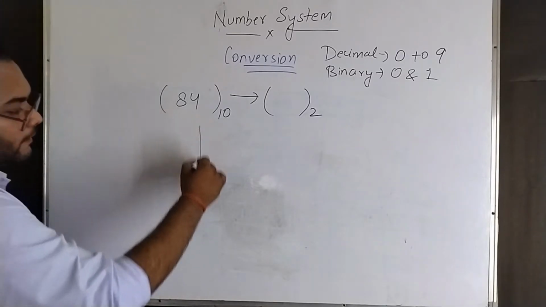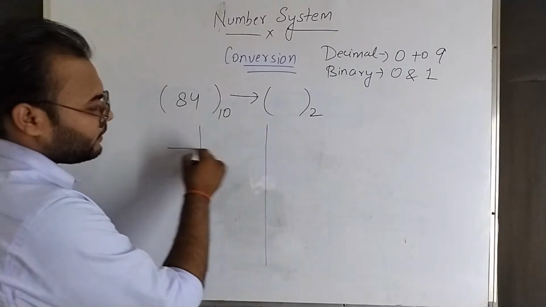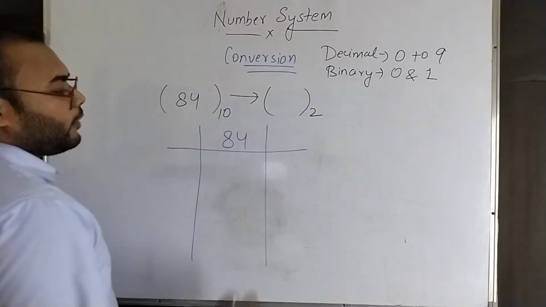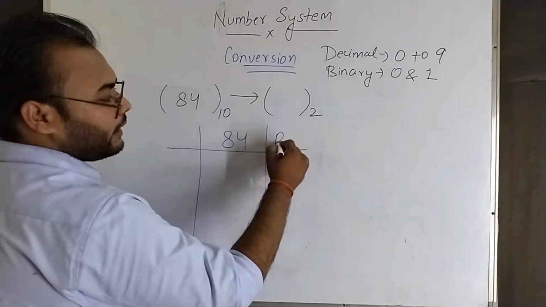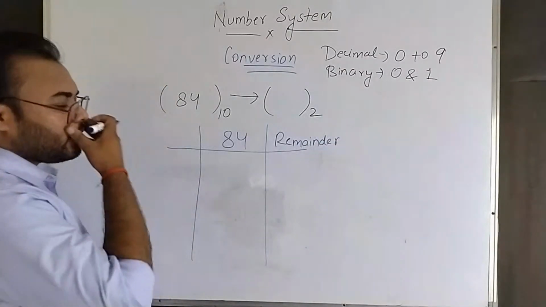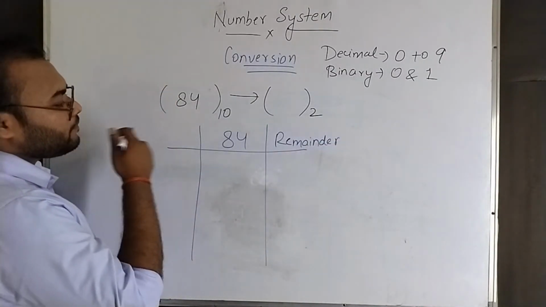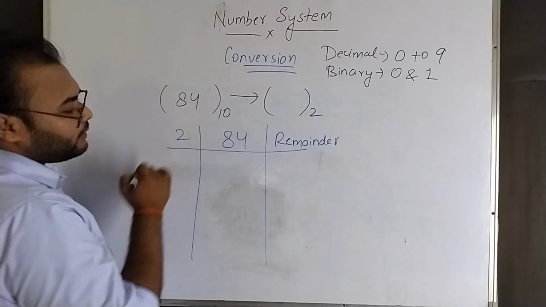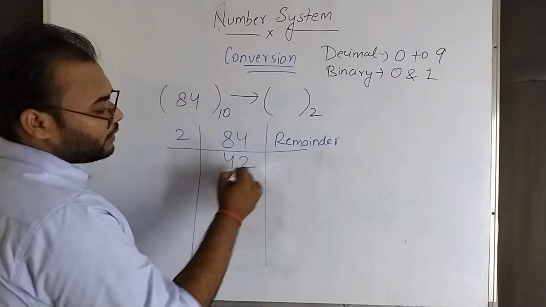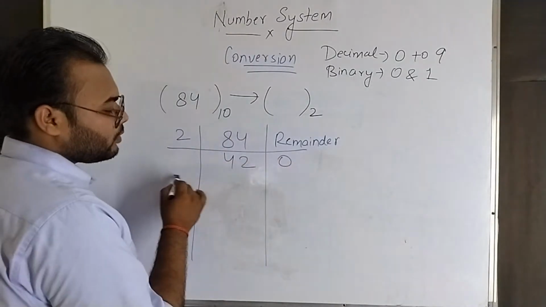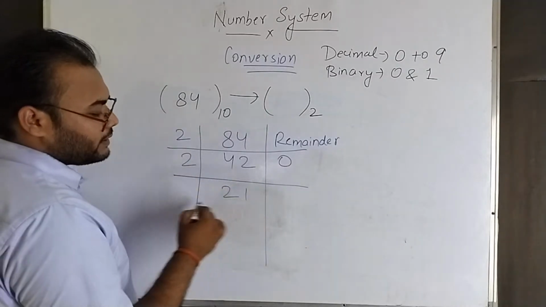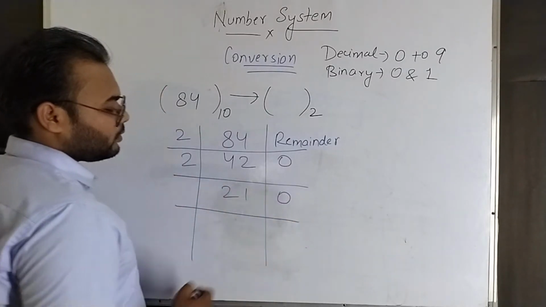Let's see. We'll draw like this again. Now the 84. We are going to write 84 here. We are going to write the remainder here. Now first match your answer with me. We are going to divide it by 2 again. 2 fours are 8 and 2 twos are 4. It's 42. The remainder is 0. Again 2. 2 twos are 4, 2 ones are 2. The remainder is again 0.